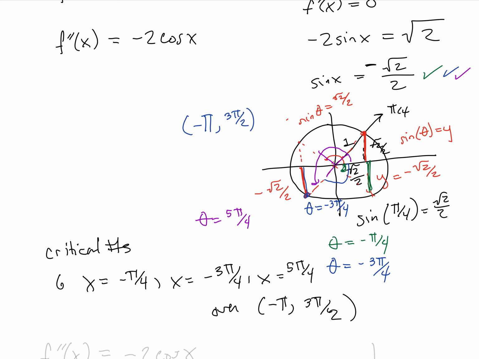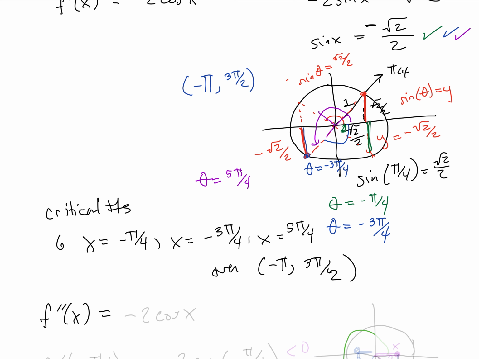So now we want to plug each of those critical values into the second derivative. Our second derivative, f double prime of x, was negative 2 cosine of x. And so we're plugging those values into negative 2 cosine of x. F double prime of negative pi over 4 is negative 2 cosine of negative pi over 4. So let's think about what's happening to cosine at that point.